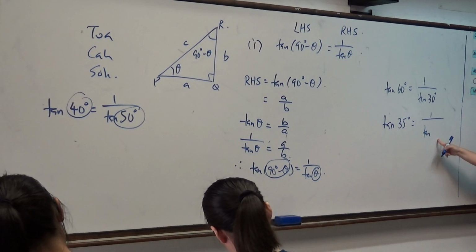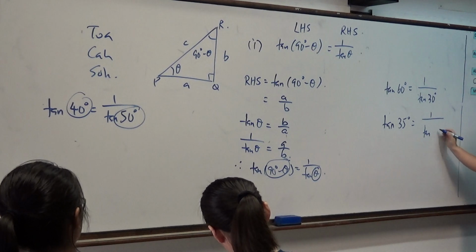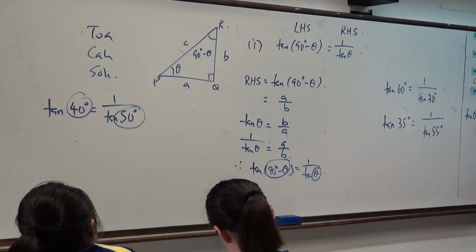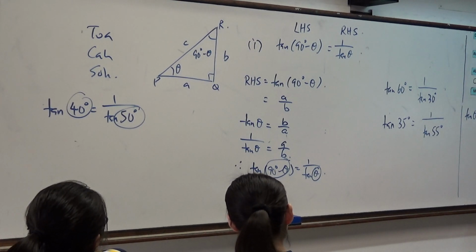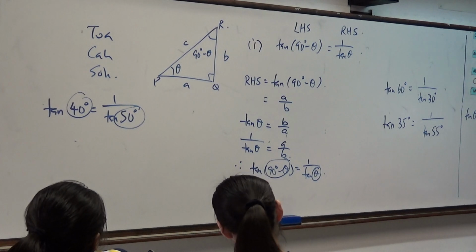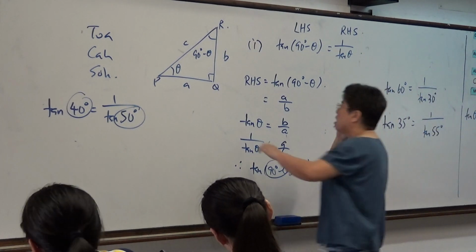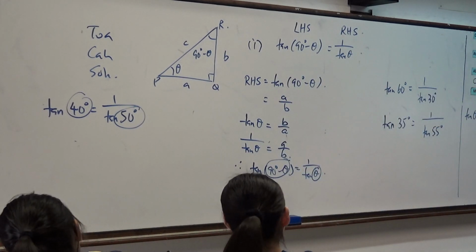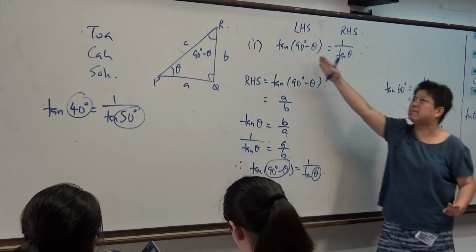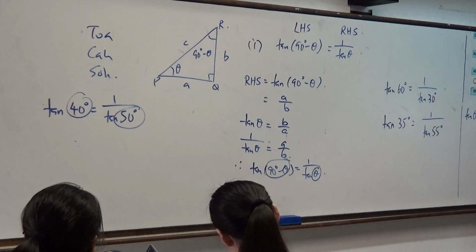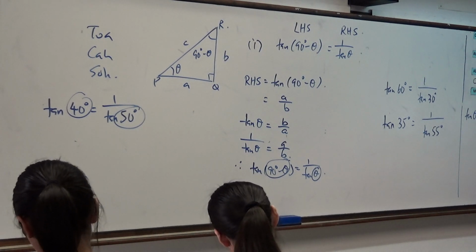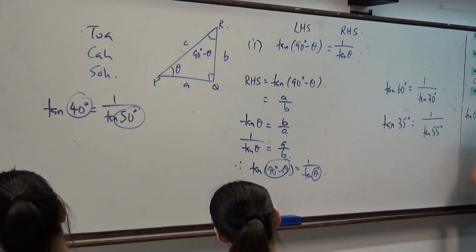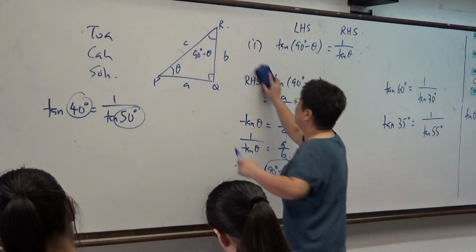Tangent 55. What's this? 55. Very good. Finally you understood. Then tangent theta is 1 over tangent what? 90 degrees minus theta. Correct? It's the same logic we are talking about now, ladies and gentlemen. The two angles add up to 90. That's all done. Everybody okay? Clear already the first one? Okay, second one now.